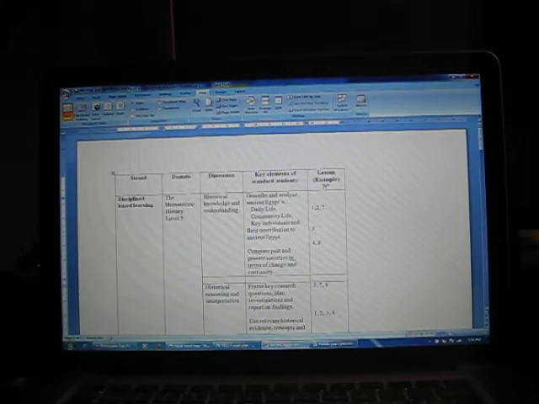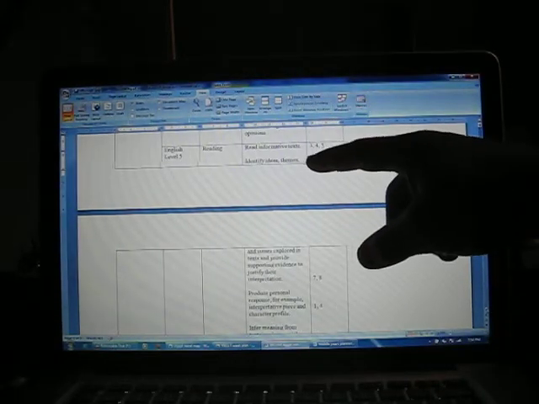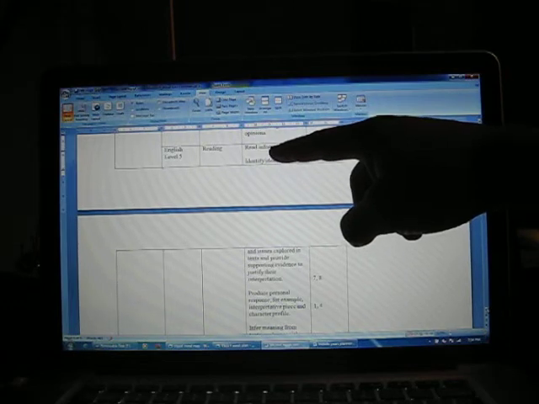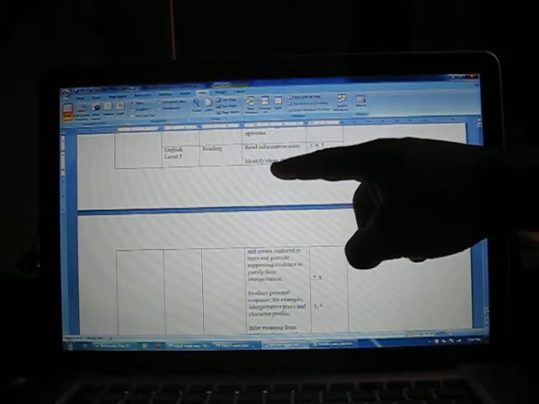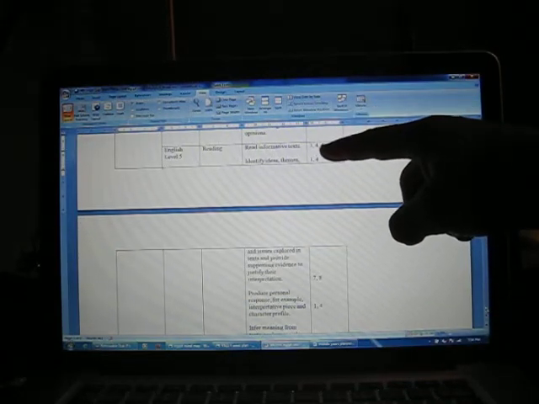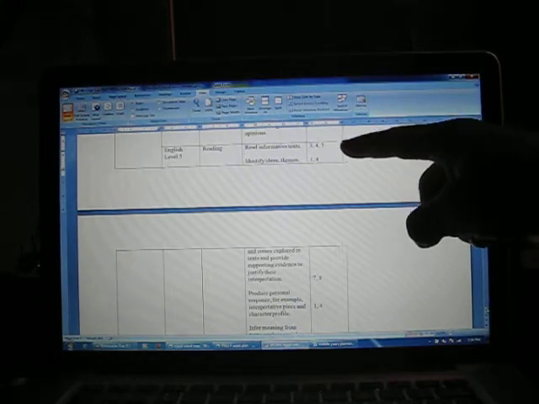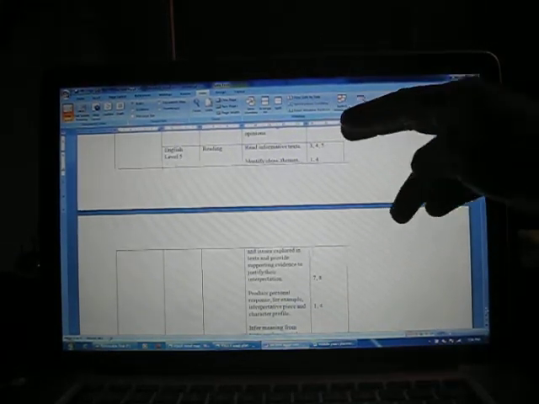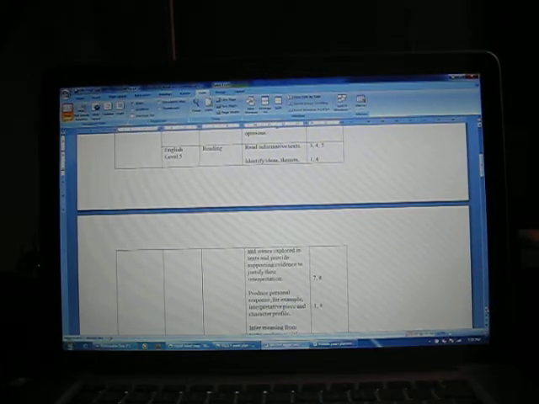So if we skip down to a different domain, this is English, for example. Read informative texts, identify ideas, themes and issues explored in the texts. These are the lessons it falls under: 3, 4, 5, 1, 4, 7 and 8. You can see how different domains are all covered in the same lesson. They cross over. I've set tasks that are practical and involve multiple domains. It's interdisciplinary work.